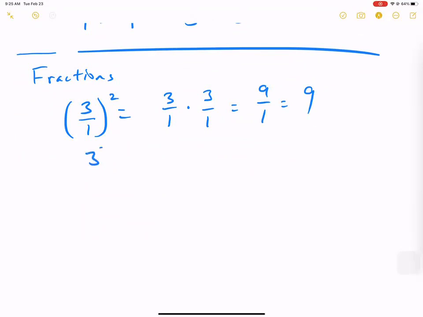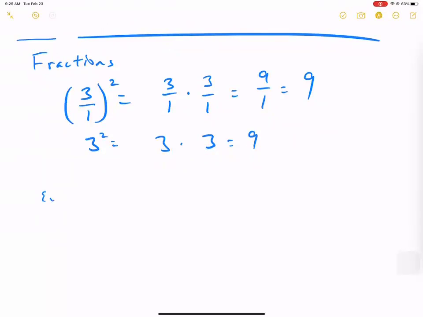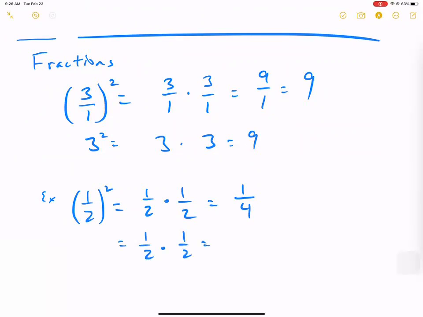Well, that's the same thing if I just wrote 3 squared, which is 3 times 3, which is equal to 9. So when we're squaring fractions, we just multiply the same thing over and over. What's on top gets multiplied on top, and what's on bottom gets multiplied on bottom. If I say my example is 1 over 2, what is 1/2 squared? Well, if you write it as 1 over 2 times 1 over 2, 1 over 2 times 1 over 2 is 1 over 4. Or we can also write this as 1 squared over 2 squared, which is 1 over 4.